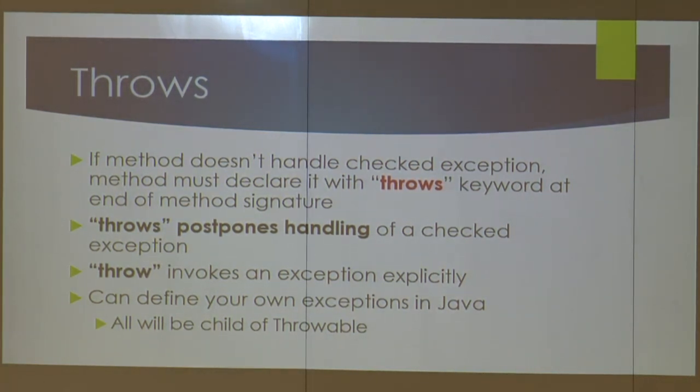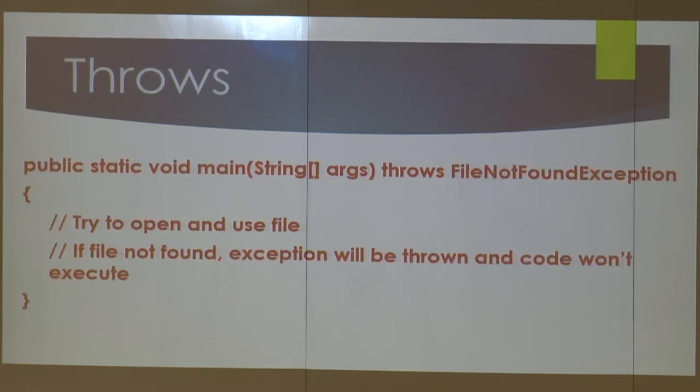And when a method throws an exception, it means that it postpones handling it. So instead of dealing with it directly in that try-catch block, it throws it to something else so a different part of the program can handle it. An example of throws would be, let's say in main, we're working with either a file or something else that could lead to an exception. If we don't want to have the try-catch block, we need to have throws and the type of exception. So for instance, FileNotFoundException.